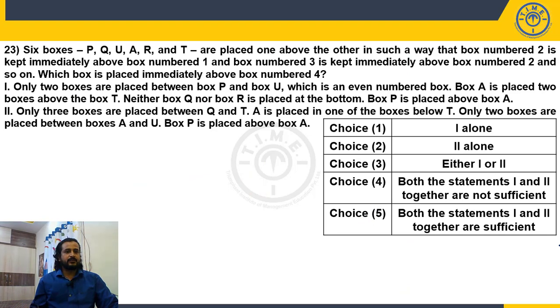Now, see the next one. 6 boxes P, Q, U, A, R and T are placed one above the other in such a way that box number 2 is kept immediately above box number 1 and box 3 is kept immediately above box number 2 and so on. How many boxes? 6 boxes. So 1, 2, 3, 4, 5, 6 boxes.